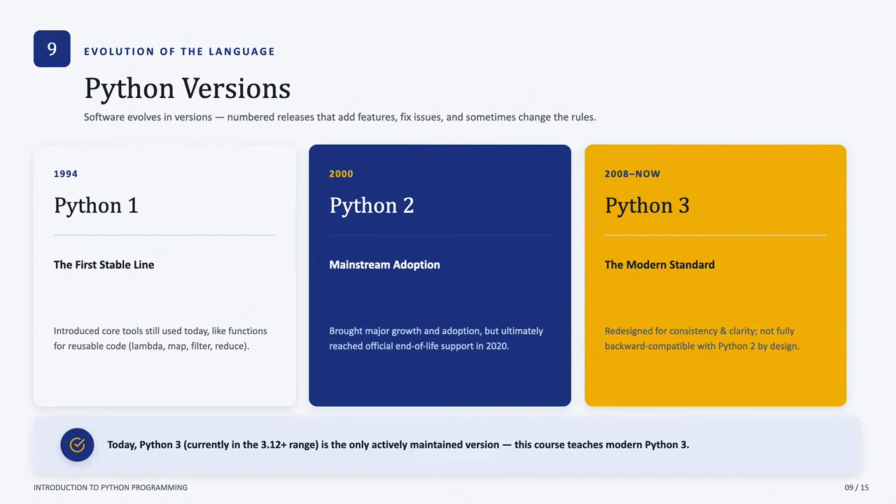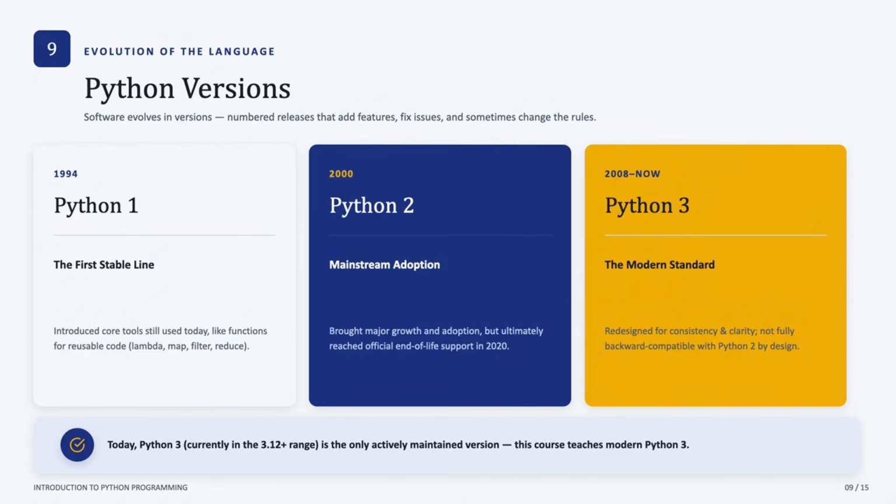Now we've reached one of the most important questions of today's lecture. If there are hundreds of programming languages, why did Python become one of the world's most popular ones? Popularity never happens by accident. There are always reasons behind it. Let's understand those reasons one by one.